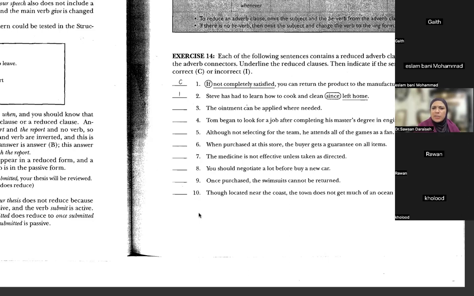Where is the connector? Where is the adverb connector? Do you know? So do you know why I asked about the adverb connector, Dr. Islam? Because after it we have the, you know, the reduction. That's why it's good to know. Okay? Yes, sure.